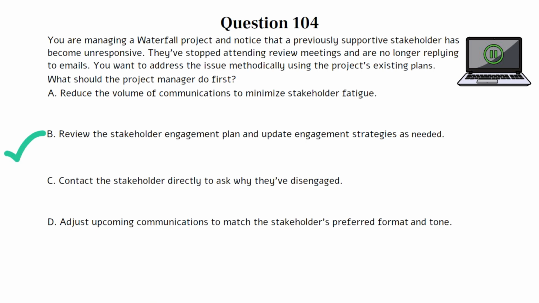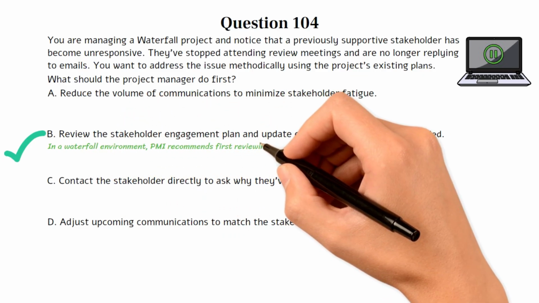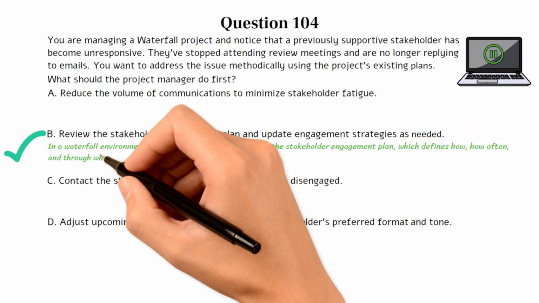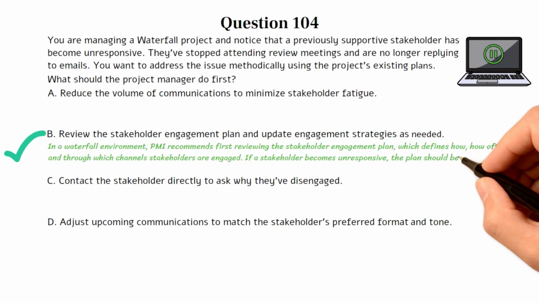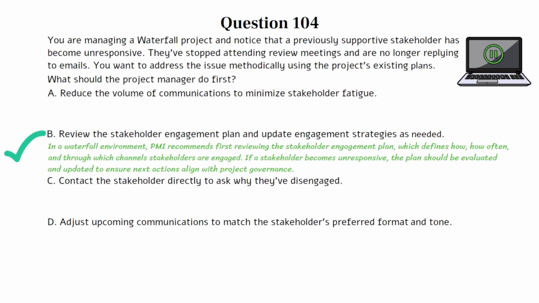This question is testing your understanding of the predictive approach to stakeholder engagement, specifically how to respond when a stakeholder shows signs of disengagement. The key phrase in this question is methodically using the project's existing plans. Choice B is the best option because, in a waterfall environment, PMI recommends starting with your plans. The Stakeholder Engagement Plan outlines how each stakeholder should be engaged, how often, and through which channels. If a stakeholder has become unresponsive, the first step is to verify whether your plan was adequate or needs to be updated. This ensures your next actions are informed and aligned with the project's governance.